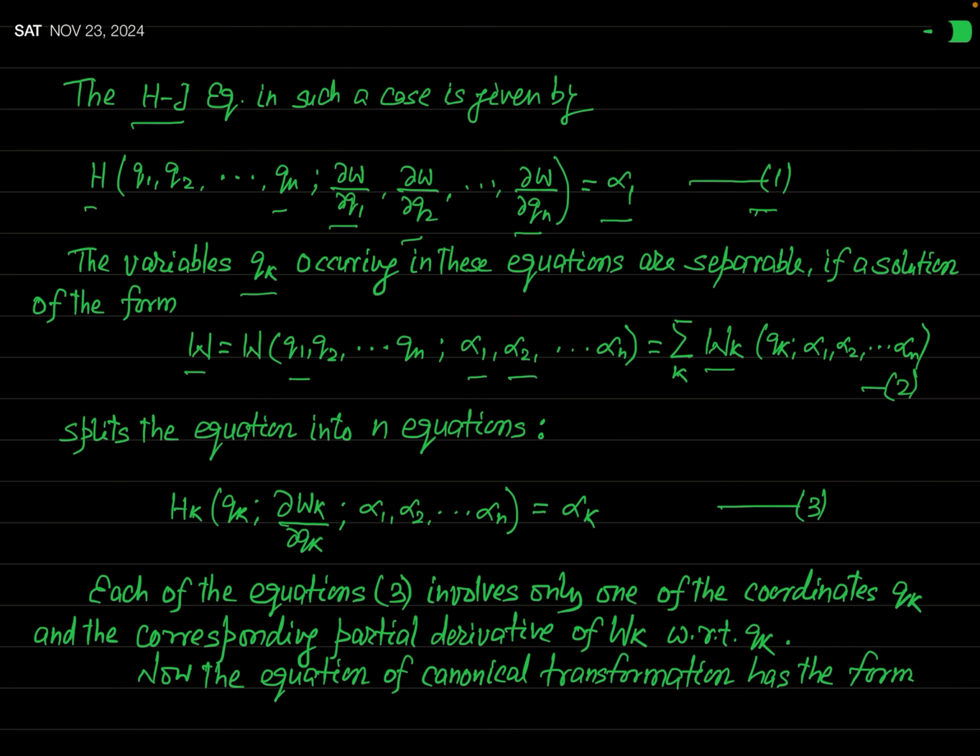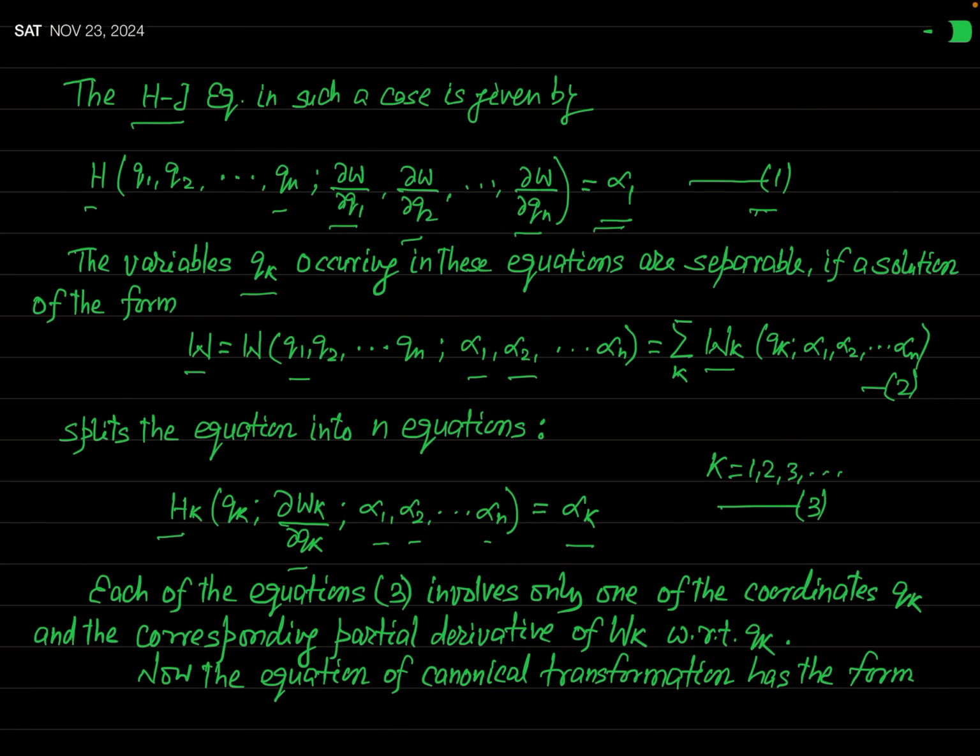Actually, this W splits this equation 1 into n equations, and for each value of k, we have a particular Hamiltonian and a particular constant alpha. And these n equations will be given by hk of qk, del Wk by del qk, alpha 1, alpha 2, so on, alpha n, and this is equal to alpha k. Actually, here this k runs from 1 to n.